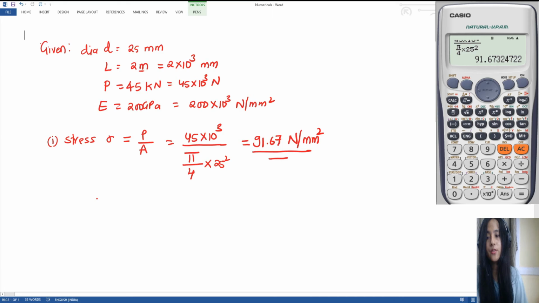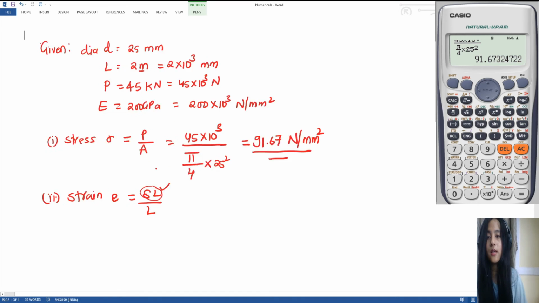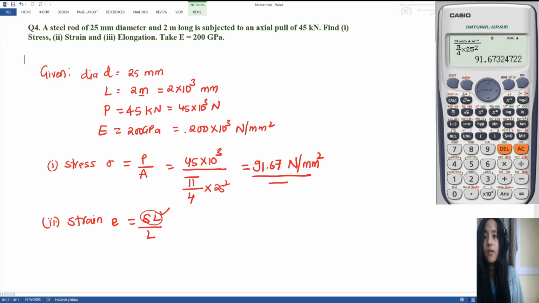Now let us find strain. Number 2, strain e. Now to find strain e, the formula is change in length by its original length. But we do not have change in length here. This change in length is elongation, and in number 3 we are asked to find elongation here, right? So this elongation is del L. Now this is not given here, so how do we find strain?